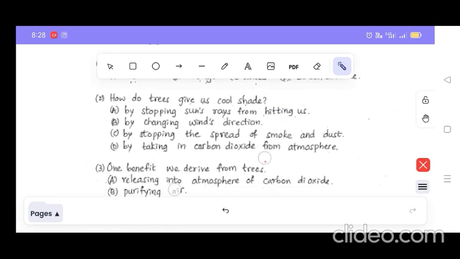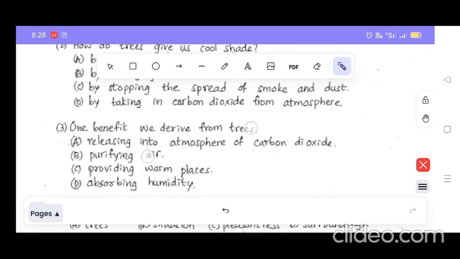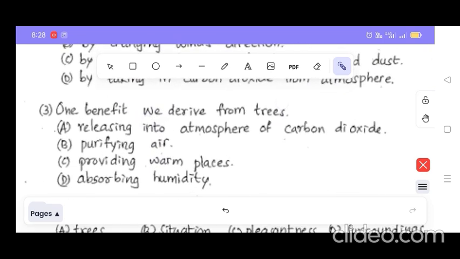Now let me go to the third one. One benefit we derive from trees. See, what is the advantage or good thing we get from the trees? Releasing carbon dioxide to the atmosphere, purifying air, providing warm places, absorbing humidity. See, absorbing humidity means... Next question. See, one best benefit we derive from the trees is, see, we have given some options here.